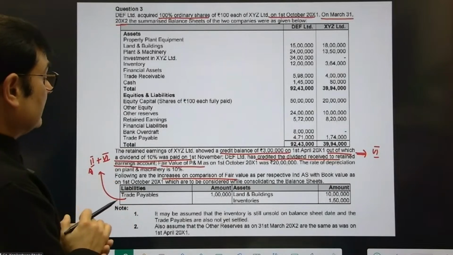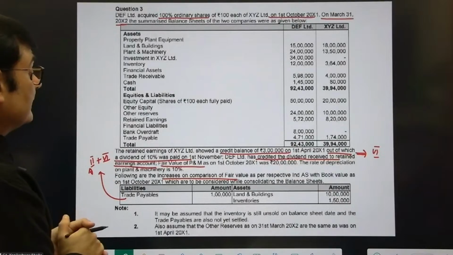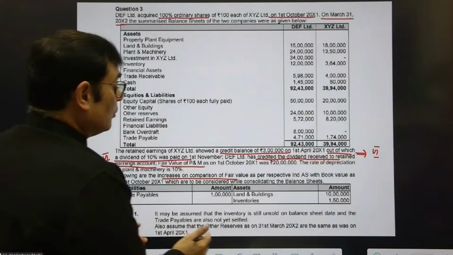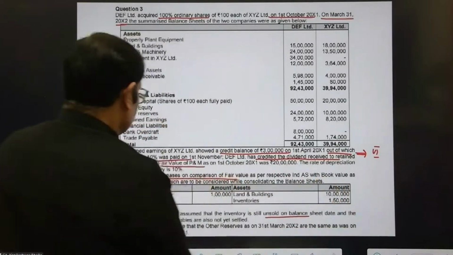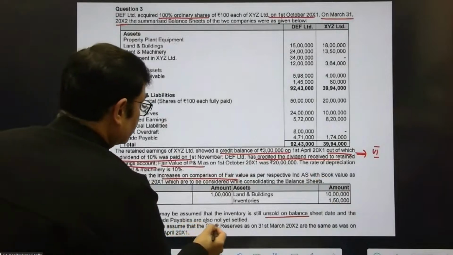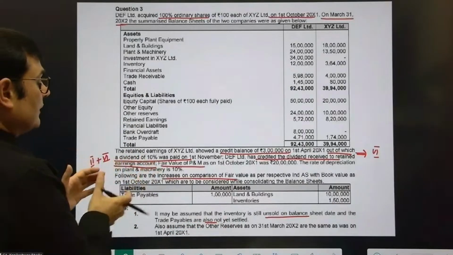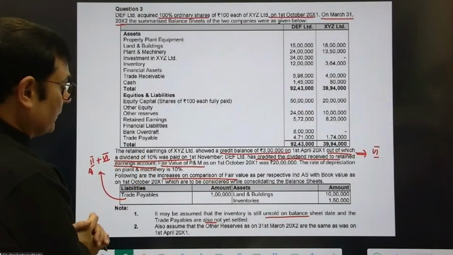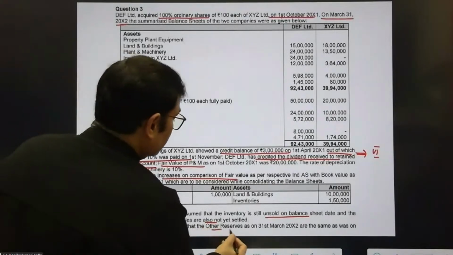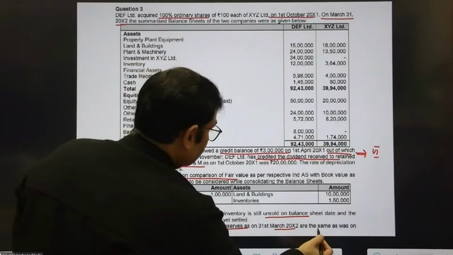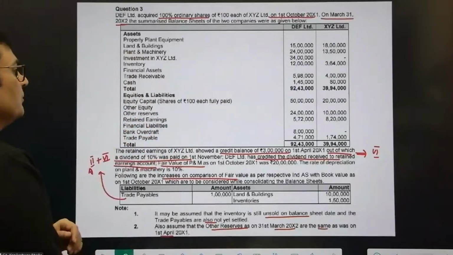And we are very clearly given, it may be assumed that the inventory is still unsold on the balance sheet date and the trade payable is not yet settled, so I can add these fair value adjustments to inventory and to payables. And assume that the other reserves on balance sheet date are the same as on 1st October X1.